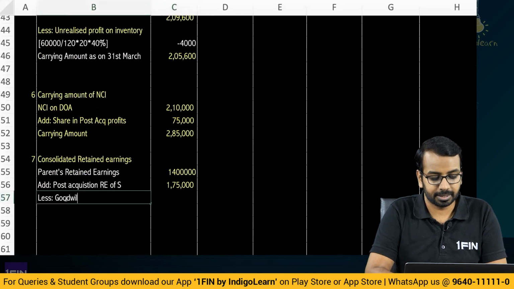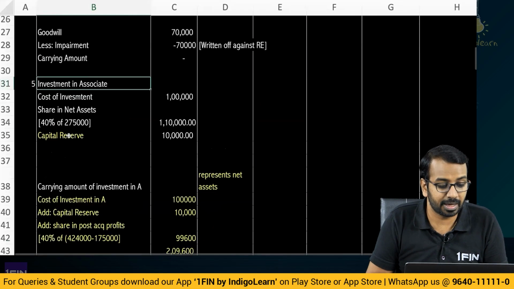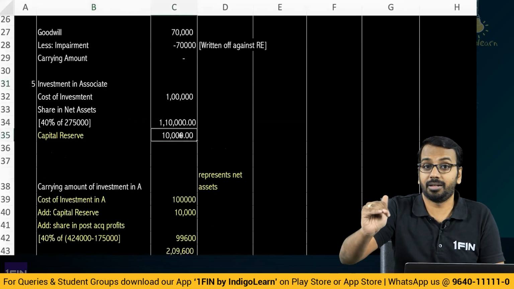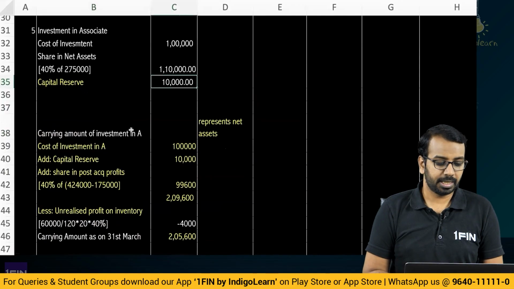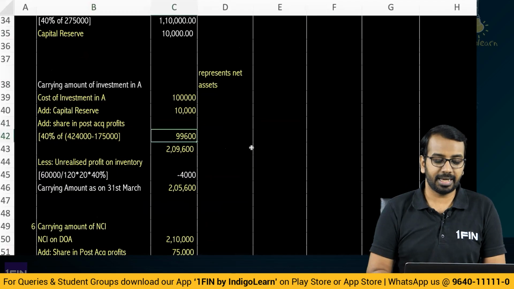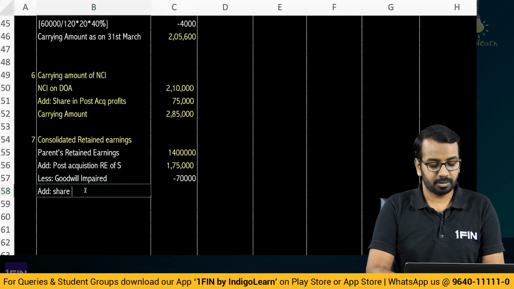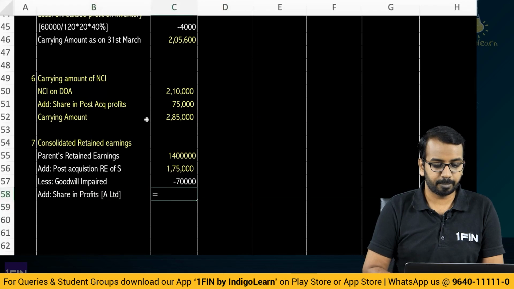Goodwill impaired 70,000. Then when we come to investment in associate, we have capital reserve. This capital reserve is not my retained earnings. Capital reserve separately I will show it in other equity. Then here we have share in post acquisition profits in investment in A, 99,600. So that will come. Add share in post acquisition profits. This is for A. Add share in profits which comes from A Limited. So this is 99,600, right.